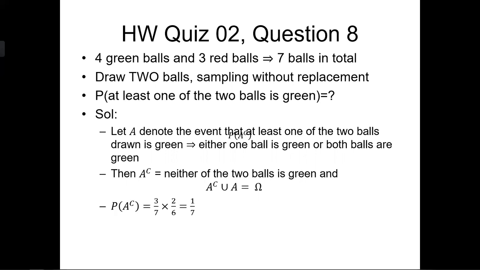So if you look, that is the probability of a complement. That is the probability that neither of the two balls is green, or both of them are red. So now, am I done? Is that what I wanted to find? No. Good job. We wanted to find the probability of A, which is just 1 minus the probability of the complement. So 1 minus 1/7, which is 6/7.